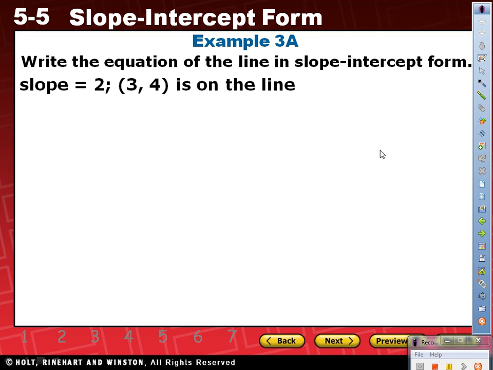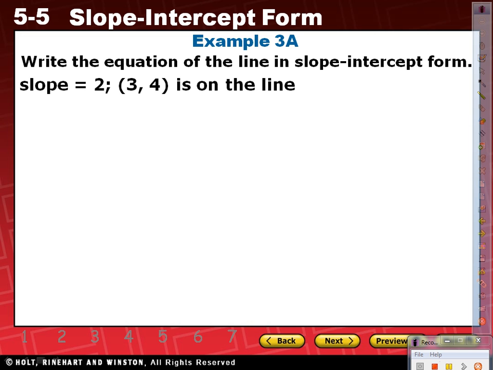Example 3A. You don't have to copy the instructions, just write the slope. However, on this one, they don't give us a y-intercept. They give us a point. So you open up parentheses, 3, comma 4, and my slope is 2. As soon as you copy that, pens down, I'm going to go over this one. So check this out. Pens down, eyes up here.